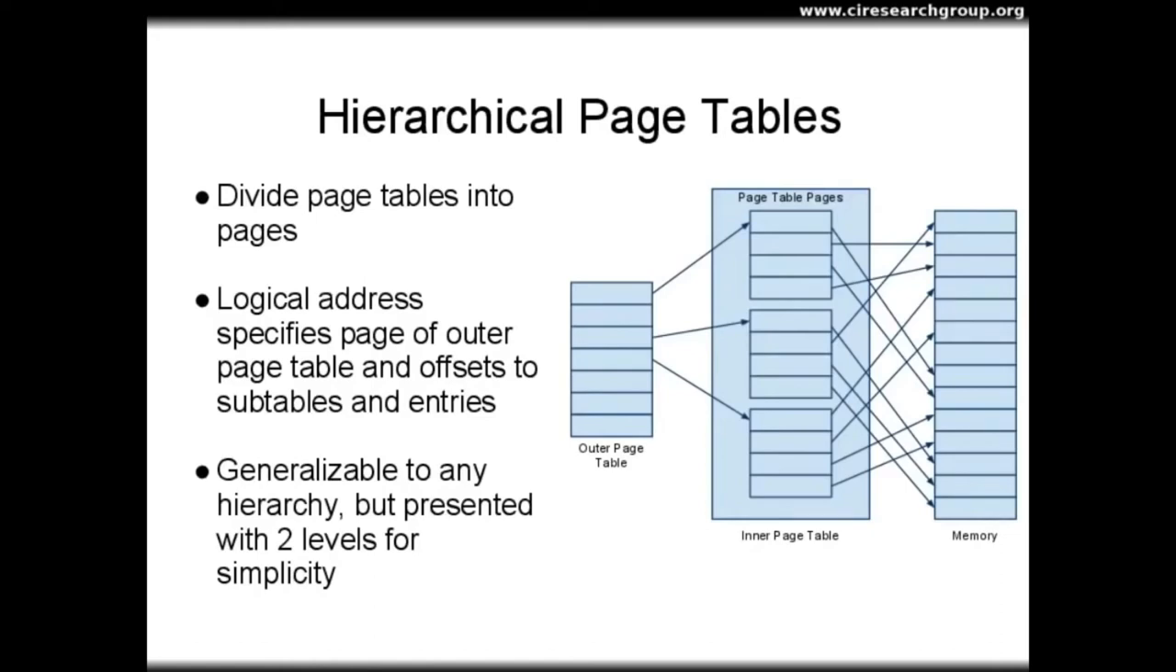As illustrated in this diagram, the data structure is arranged so that an outer page table provides a mapping between outer page numbers and page table pages. Once the proper page table page is located, the translation from page number to frame number can be completed quickly, since the page of the inner page table is relatively small.